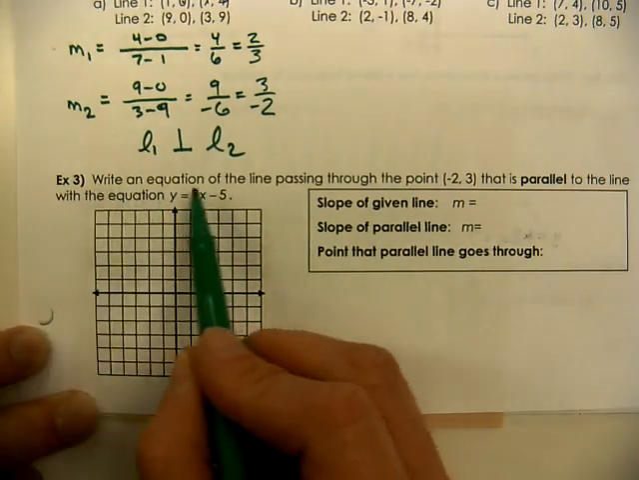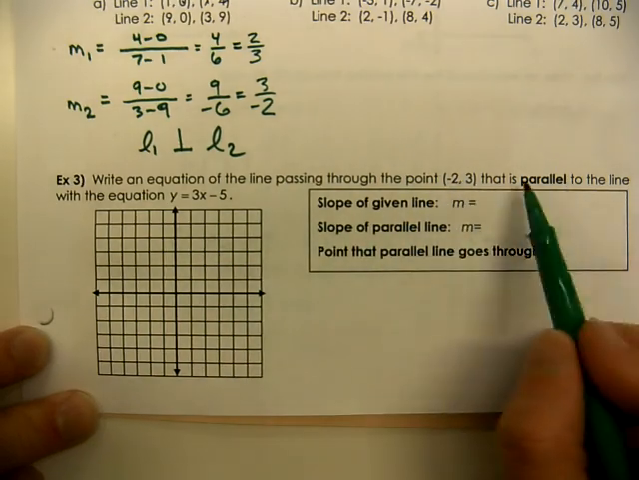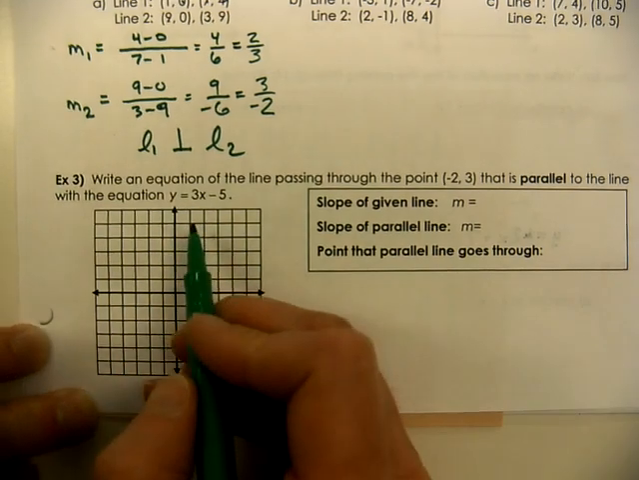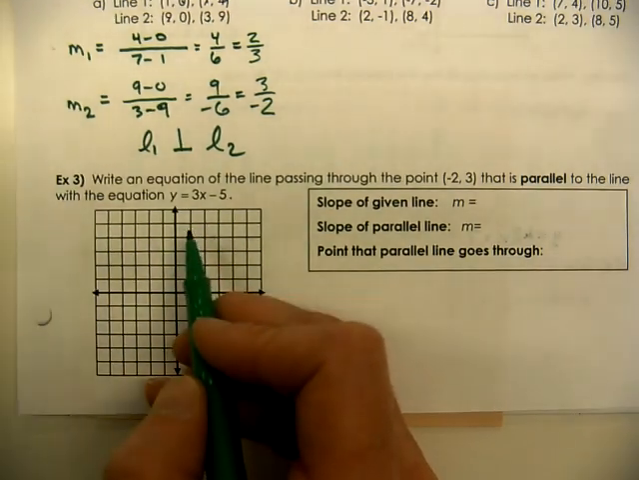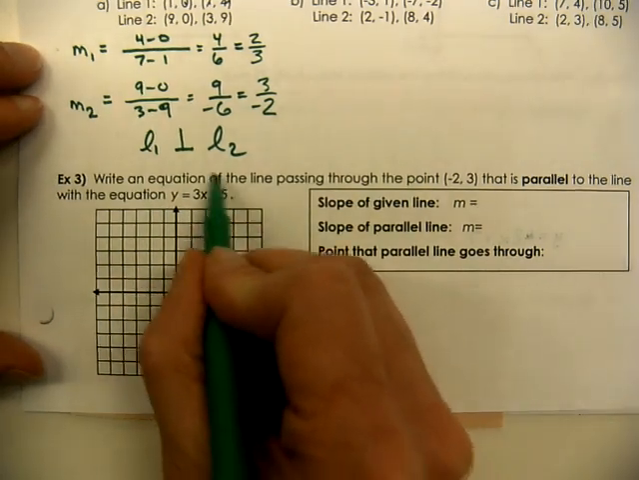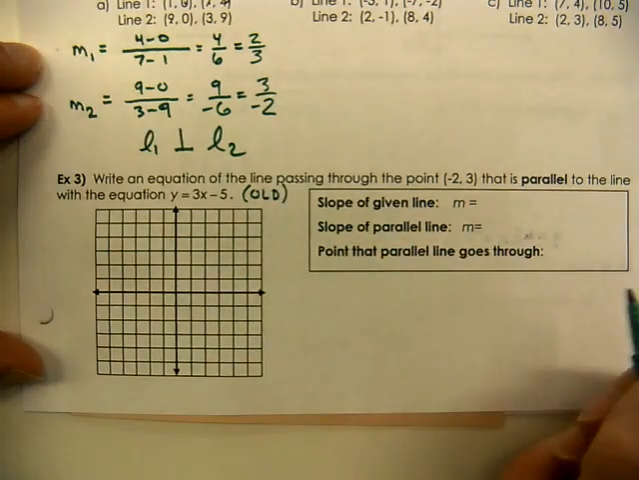Well, we're going to write the equation of a line. It's passing through this particular point, but it's going to be parallel to the given line. So this is something that you should have done in your Algebra 1 class. Let's review it here. So this is my old line. This is my existing line. I'll label it as old because it's the previous line.